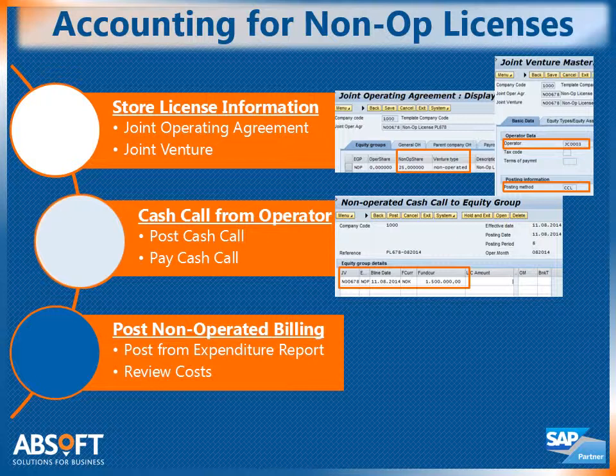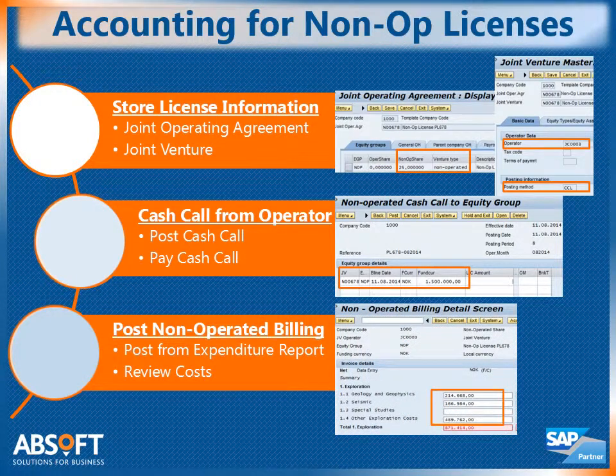Only the variable information around dates and amounts are input for each license, with the system using the master data to determine the operator to be paid, and therefore the bank details to use in the payment program. The Absoft JVB template also simplifies data entry when the billing is received from the operator. Predefined OLF layout is presented on screen, and the user can simply transfer the values from the same level on the expenditure report.